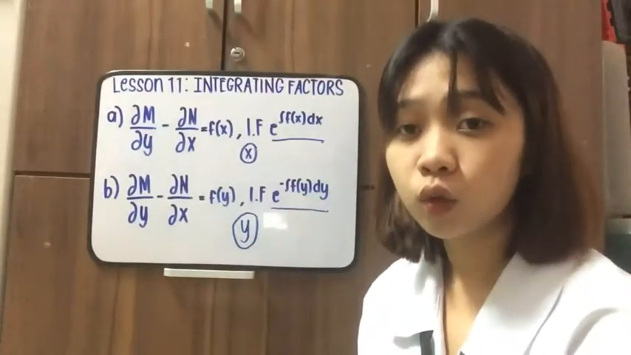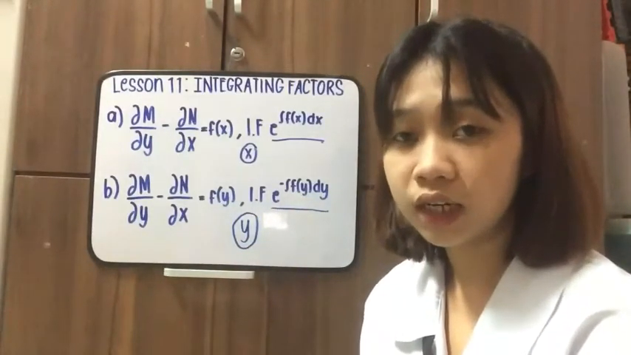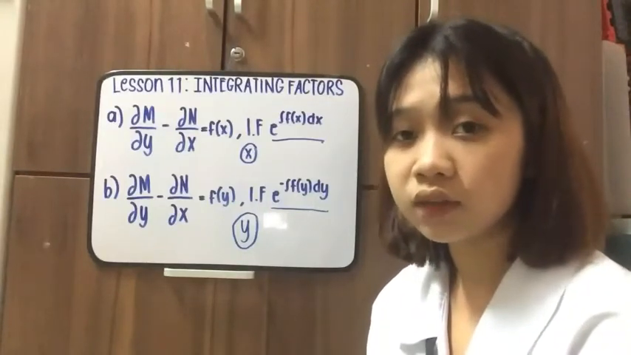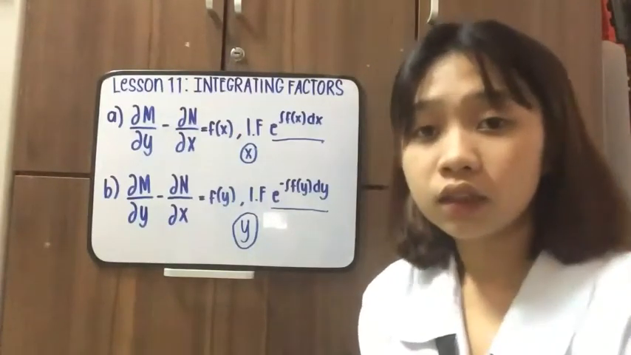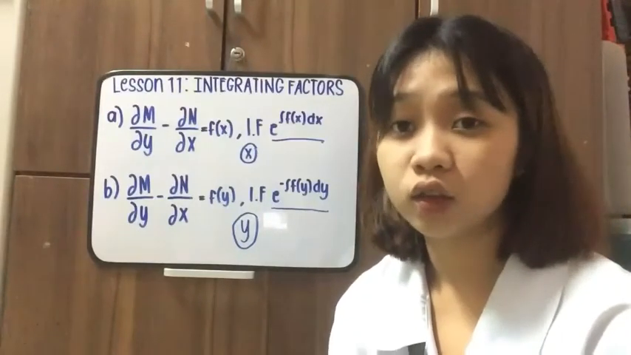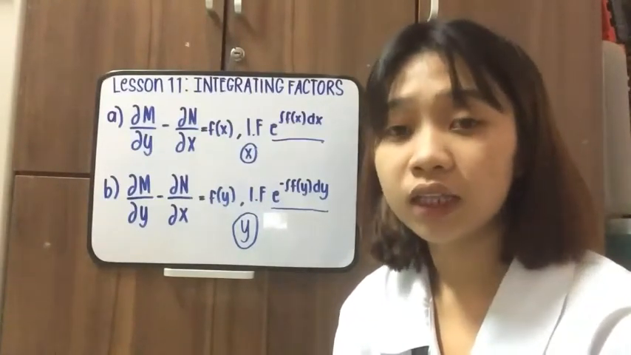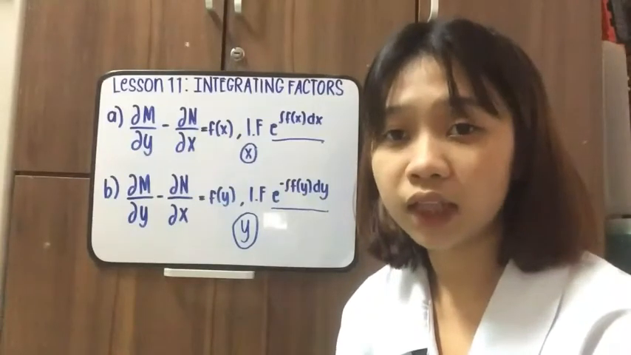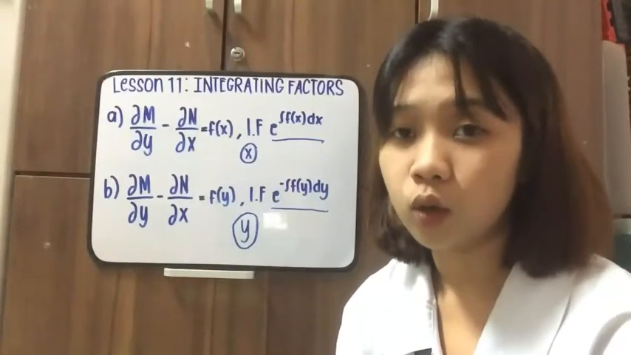In order to know which of the two is the right one, you need to see if it can express the function of x or the function of y as a constant or a single variable. Then if either of the two can, that is what we are going to use.